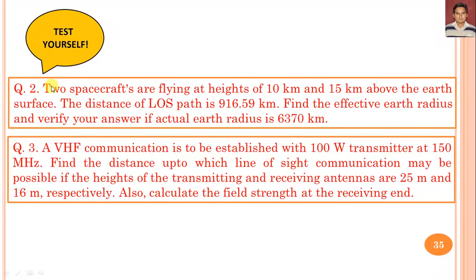These two problems are given here to test yourself, and both are based on line of sight path or line of sight communication. In that case, you can calculate the effective earth radius, and in problem 3 you need to calculate the field strength at the receiving end. As we have discussed, the electric field intensity in space wave propagation, or due to the space wave, by using that equation you can solve problem 3. So problems 2 and 3 are given here to test yourself.